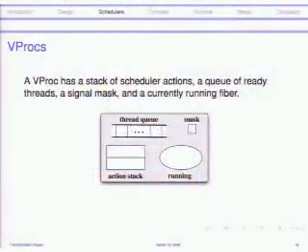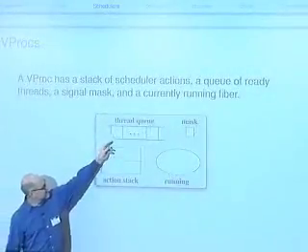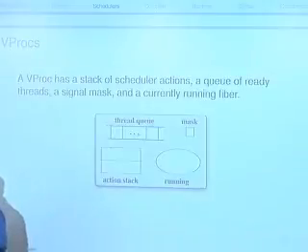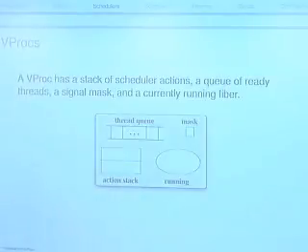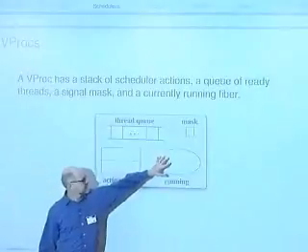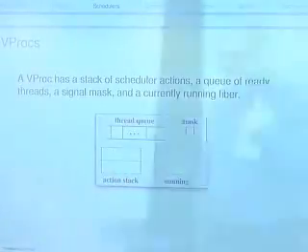Sorry, I need to give a little bit more detail. The basic idea is that we have these vprocs. Each vproc has a local queue of threads. It has a mask bit which allows you to locally mask preemption. It has a currently running fiber, and it has a stack of actions. It's by using a stack of actions that we support nesting of schedulers.